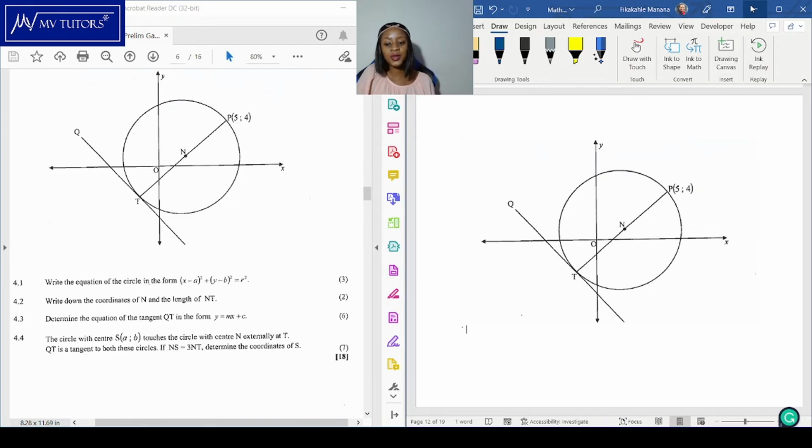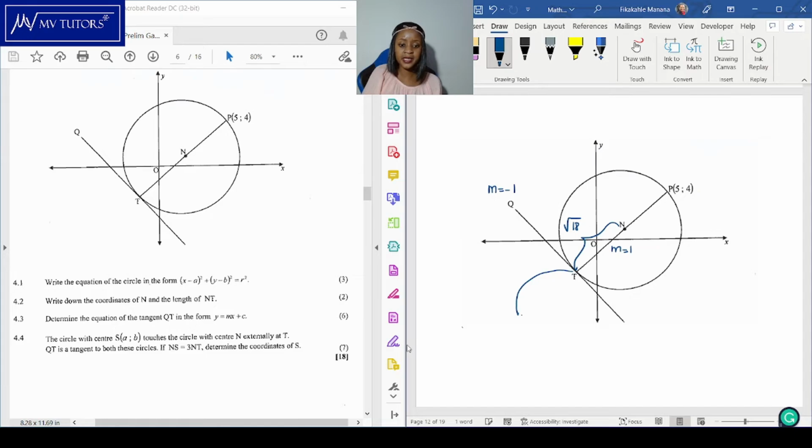So it says, the circle with center S touches the circle with center N externally at T. QT is a tangent to both these circles. Remember, QT had a gradient of -1, meaning NT had a gradient of 1. Then it says, if NS is equal to 3NT, determine the coordinates of S. NT is the radius, and the radius squared was 18, so NT is √18. To get to S, NS would be 3NT, so you get √18, another √18, another √18. Basically that's where S is.